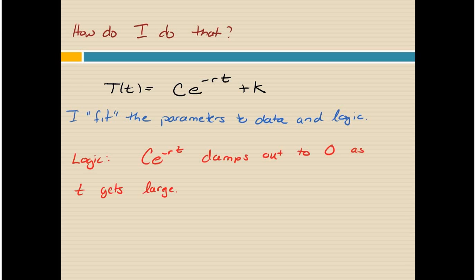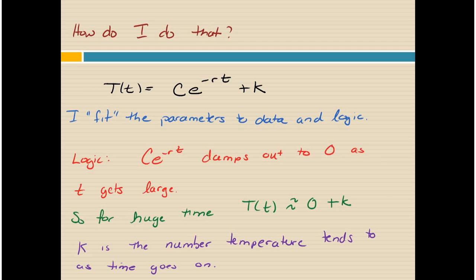For example, logic tells me that this first term will actually damp out to 0 as t gets large. So this first term will go away when I have larger and larger values of t. So for a huge time, the formula will be approximately 0 plus K. Well, that means as far out in time as I go, whatever the dead body's temperature should be, like 10 days from now, will be the value of K. So K is the number the temperature tends to as time goes on.